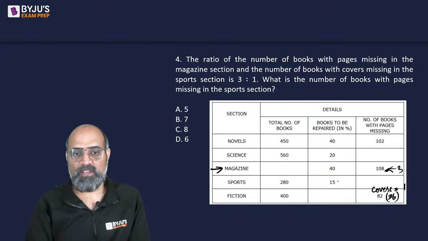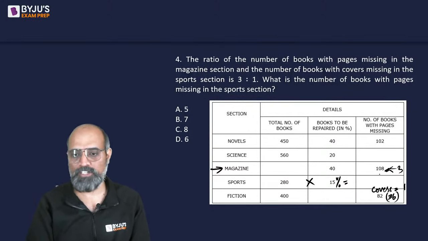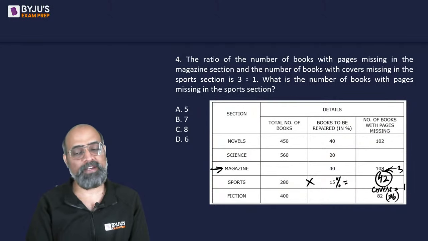Now, 15% of 280. So 10% of 280 is going to be 28. 5% is going to be 14. 28 plus 14 is 42. So we have a total of 42 books that need to be repaired.